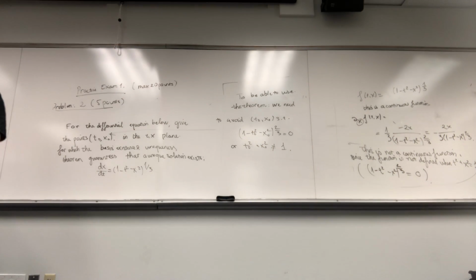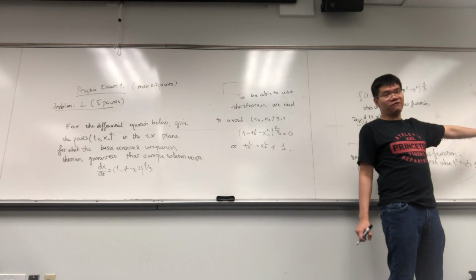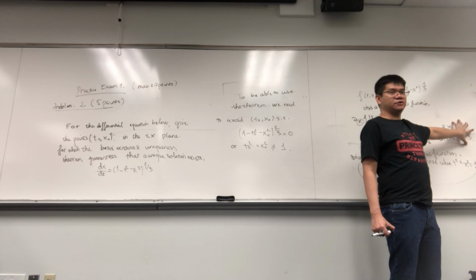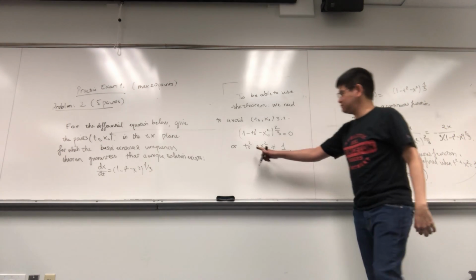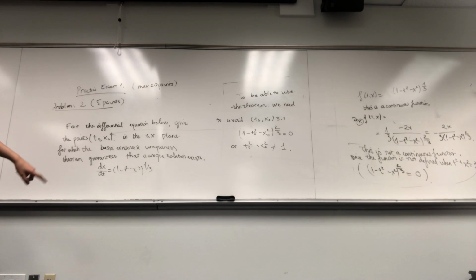All right? So if you choose the initial condition such that t0 plus x0 is 1, then this function is not defined, which is wrong. So in order to use the theorem, you have to choose t0 and x0 such that t0 plus x0 is different from 1. Questions?